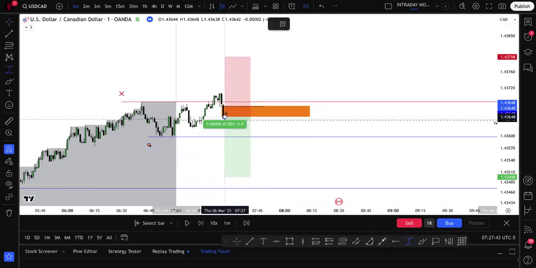Someone, I had a friend, had asked me, is 15 pips too much? I don't think 15 pips is too much.